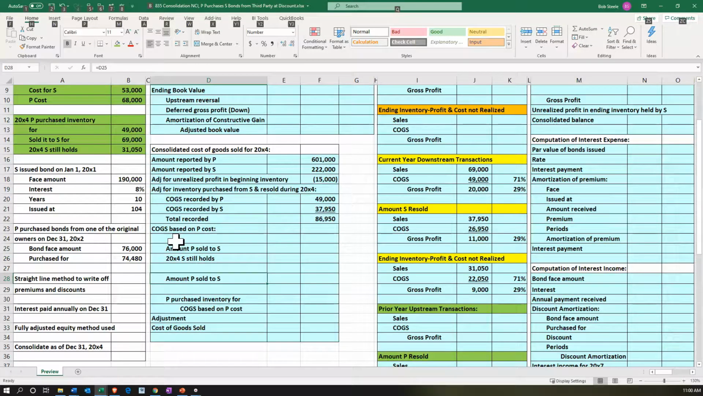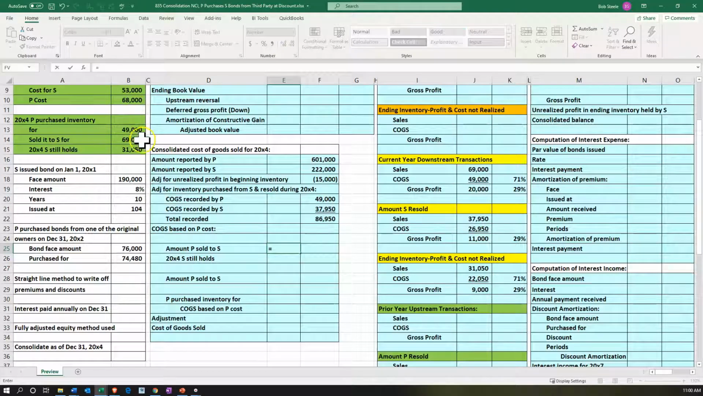Now we're going to calculate cost of goods sold based on P's costs. So we're going to start here. We got the amount P sold to S, which was this 69,000. S is still holding on to the 31,050. So the 31,050 is still being held on to. Subtotal, if we subtract those two out, is the 37,000.